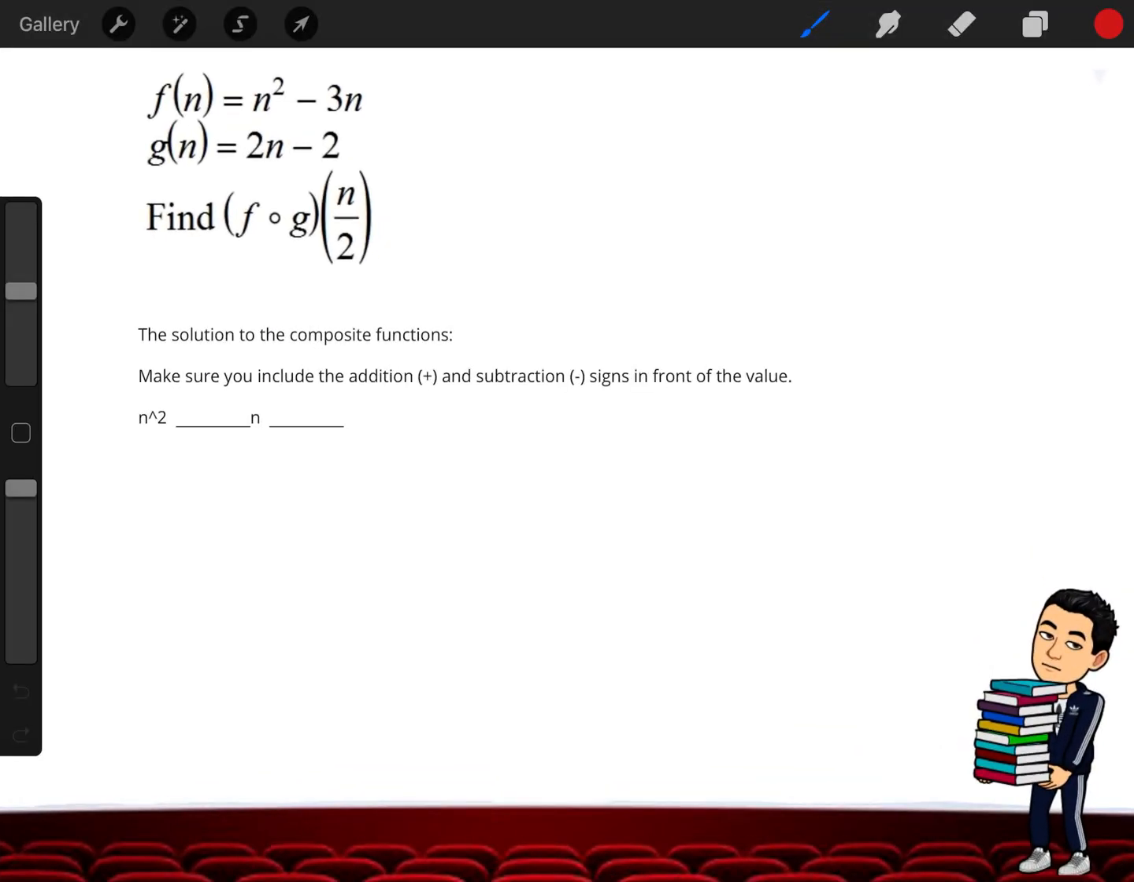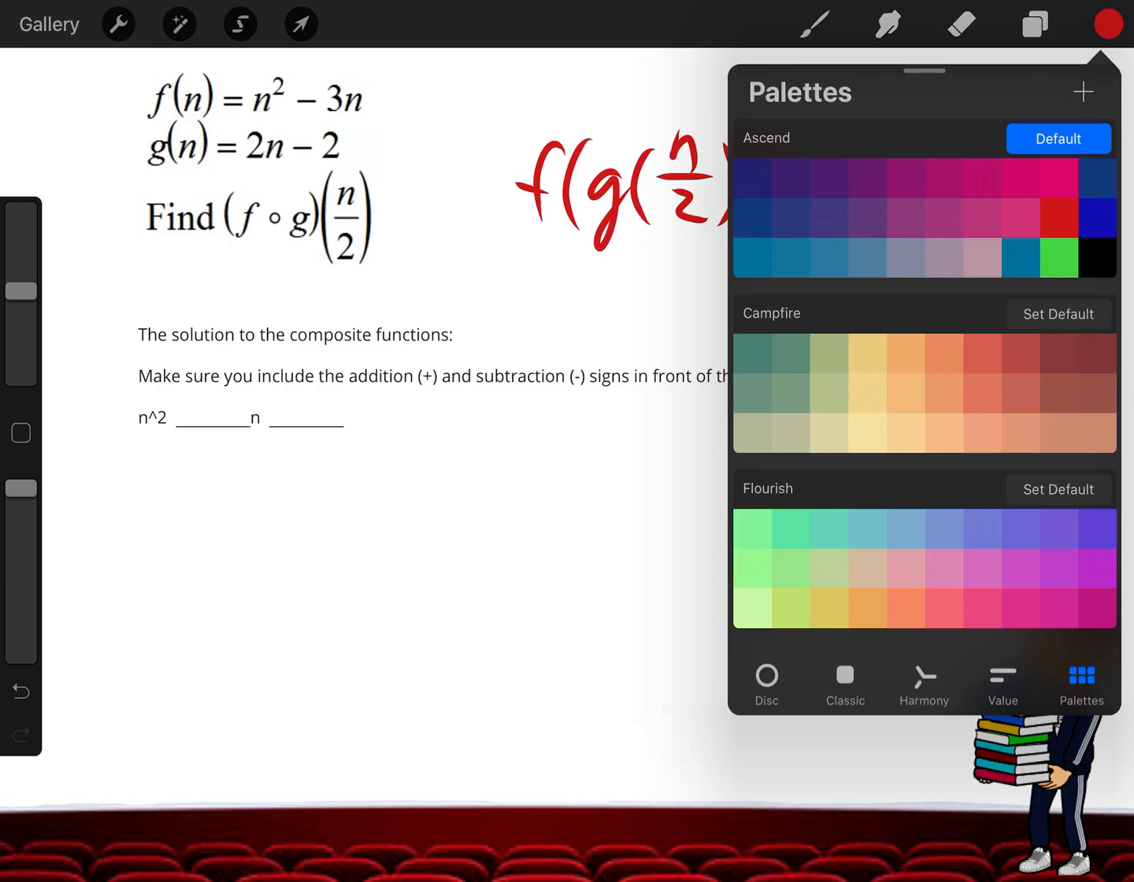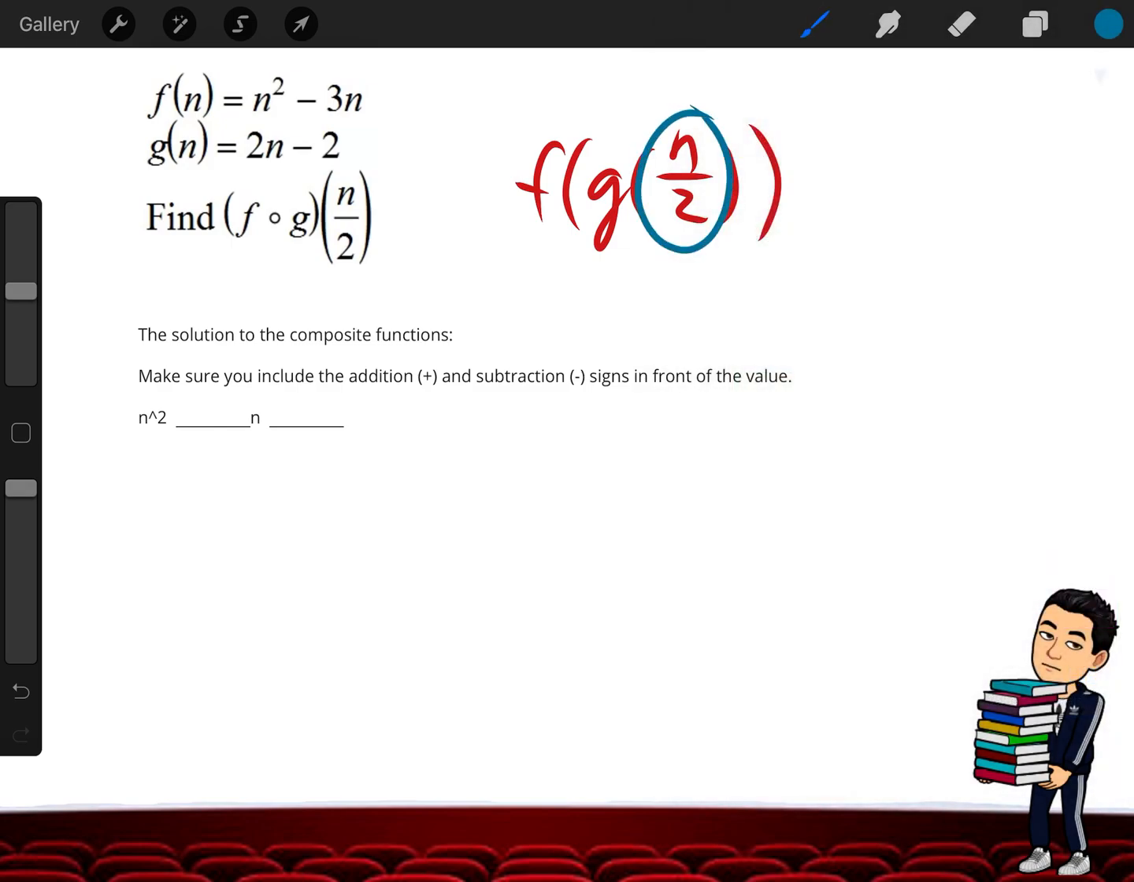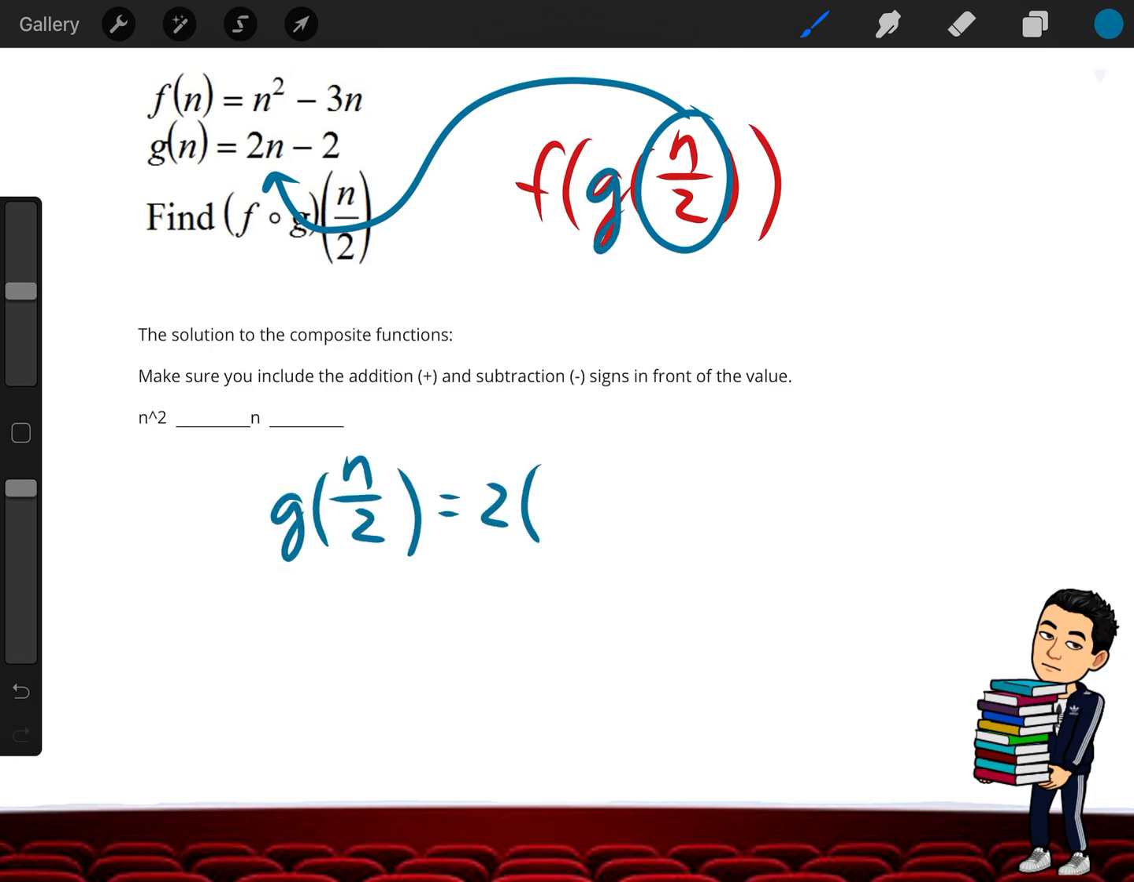All right, so this next one, you just have to do f of g of n over 2. Okay, so first thing you want to do is substitute the n over 2 into g of n. So let's look at how that looks. g of n over 2 is equal to 2 multiplied by n over 2 minus 2. So that's going to be n minus 2. Now you can rewrite that as f of n minus 2.